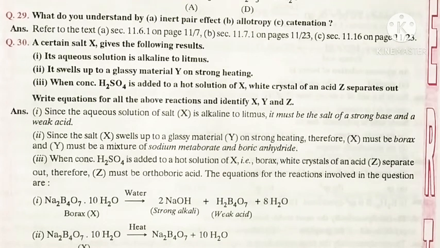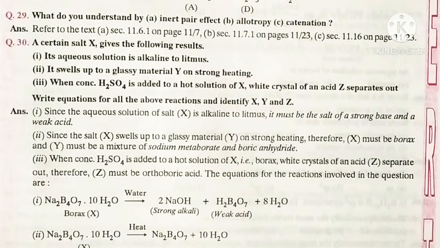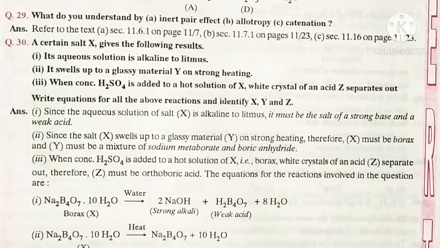Number 3, when concentrated H2SO4 is added to a hot solution of X, white crystals of an acid Z separate out. So we know that when concentrated H2SO4 is added to the hot solution of borax, white crystals of acid Z separate out. Therefore, Z must be orthoboric acid, and we gave the reactions in such a manner.